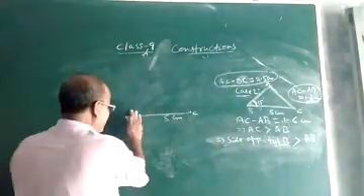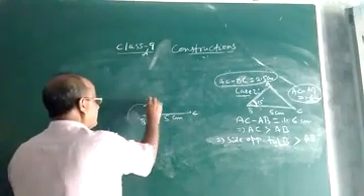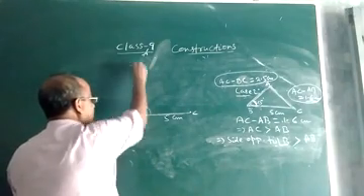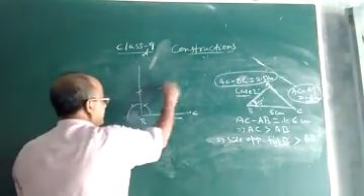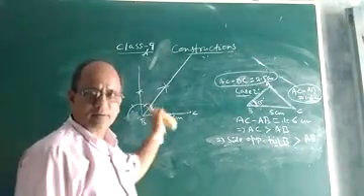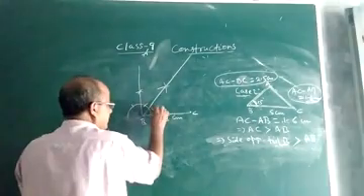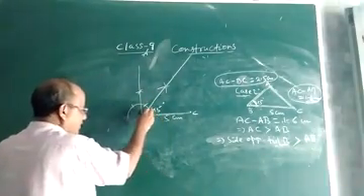Now at vertex B, you draw 45 degree. You know how to draw 45 degree. Draw 90 degree, then you bisect it. You will get 45 degree. Now after getting 45 degree, what will you do? You produce it downward.